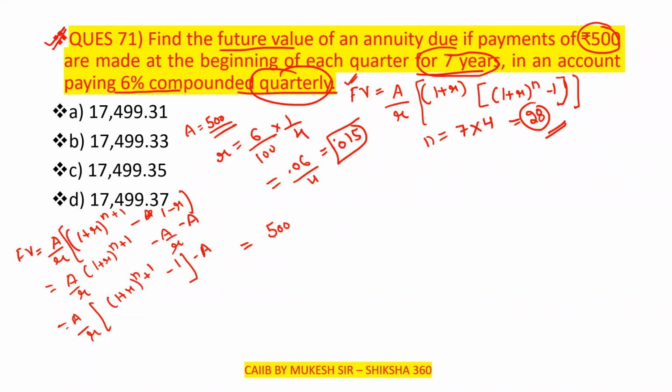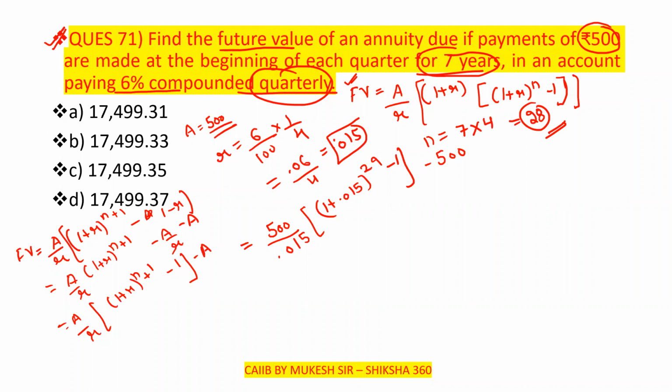So A here is 500 upon R, that is 0.015, into ((1 plus 0.015) power 29 minus 1), minus 500. This is the value which we have to calculate.